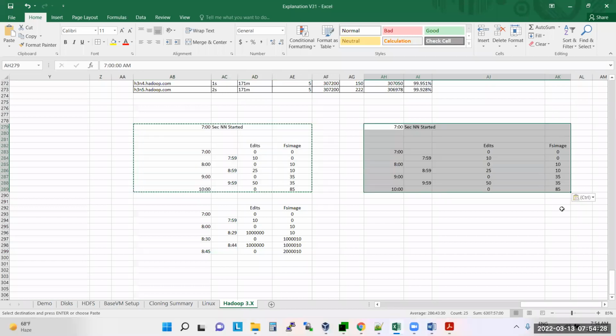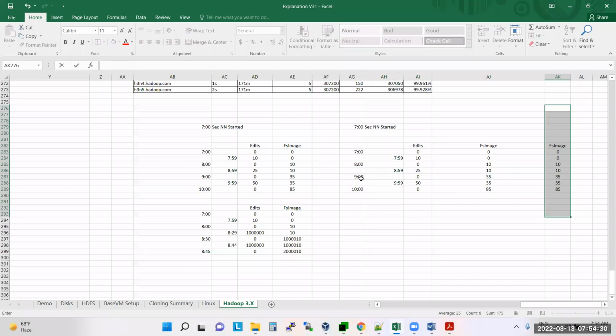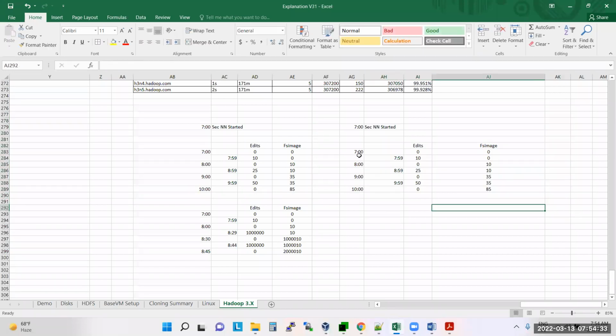Now let us see the drawbacks here, guys. Now the time is 7 o'clock. Initially everything is 0. At 7:59, there are 10 edits. At 8 o'clock the checkpoint happens, so edits become 0 and the FS image becomes 1. Now the FS image is in the secondary name node, and the FS image is in the primary name node also.